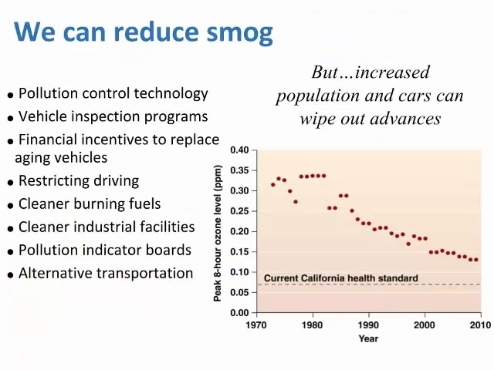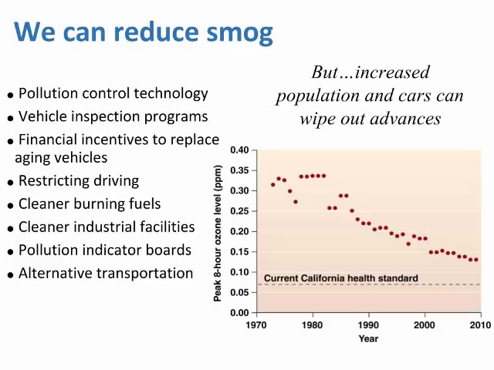We can and we have reduced smog in the U.S. This graph shows peak levels of tropospheric ozone in Los Angeles from 1970 to 2010. Notice that the level of tropospheric ozone has gone down over the decades, but it unfortunately still exceeds state health standards. The reductions were a result of a variety of factors including pollution control technology, vehicle inspection programs, financial incentives to replace aging vehicles, cleaner burning fuels, cleaner industrial facilities, pollution indicator boards, and alternative transportation. Restricting driving and closing industrial facilities that cannot clean up their emissions are also effective strategies. However, these two methods are less popular with the public and industry, respectively.